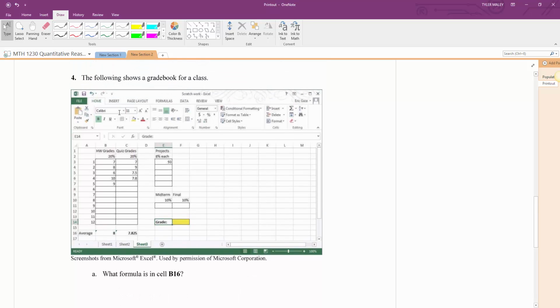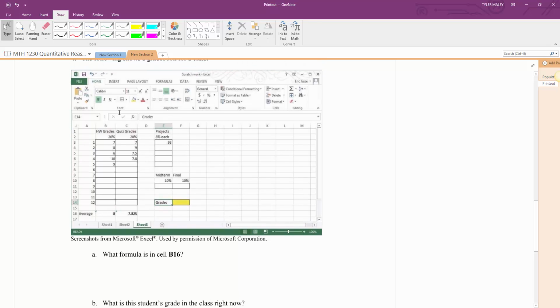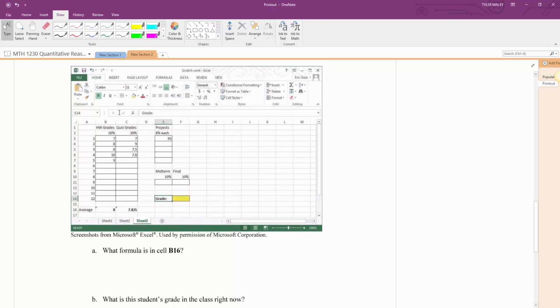So the last problem, number 4, is looking at an Excel gradebook. In part A, we're given the screenshot and asked to answer some questions. Part A says, what formula is in cell B16? If we notice, B16 is here, and we have this title average listed above. Notice we have a value 8 here, and then 7.825. This is for homework grades, these are for quiz grades.